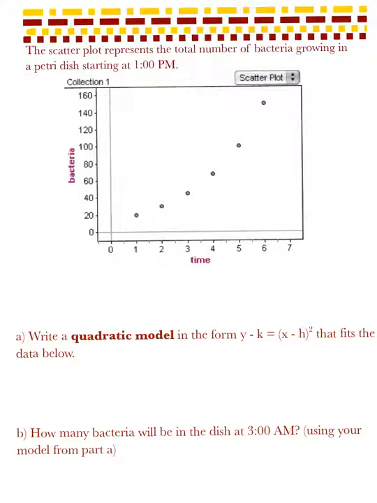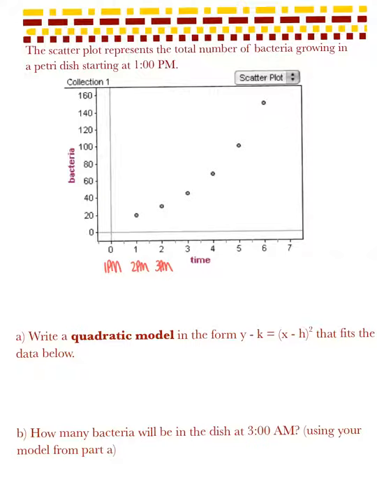For right now, I'm only focusing on these two. Which one am I going to use? It says the scatter plot represents the total number of bacteria growing in a petri dish starting at 1 p.m. So if it starts at 1 p.m., that's going to be time t is 0. This is 1 p.m. Meaning at 1, that's going to be 2 p.m. And at 2, that's 3 p.m. and so forth. So it doesn't really even give me a 0 value.